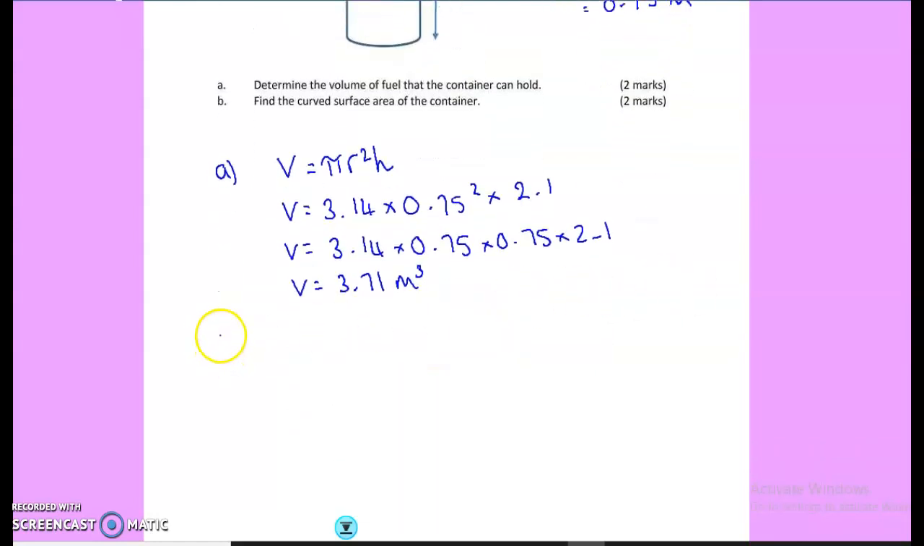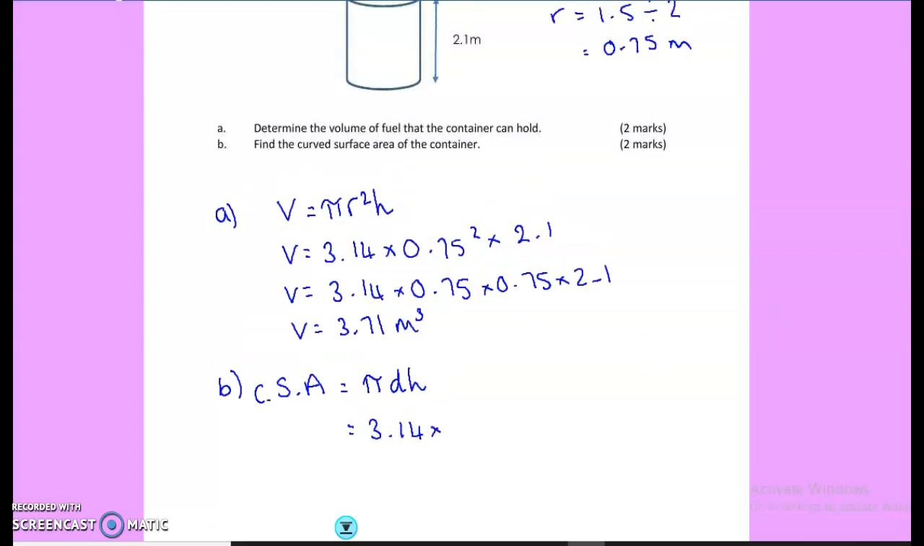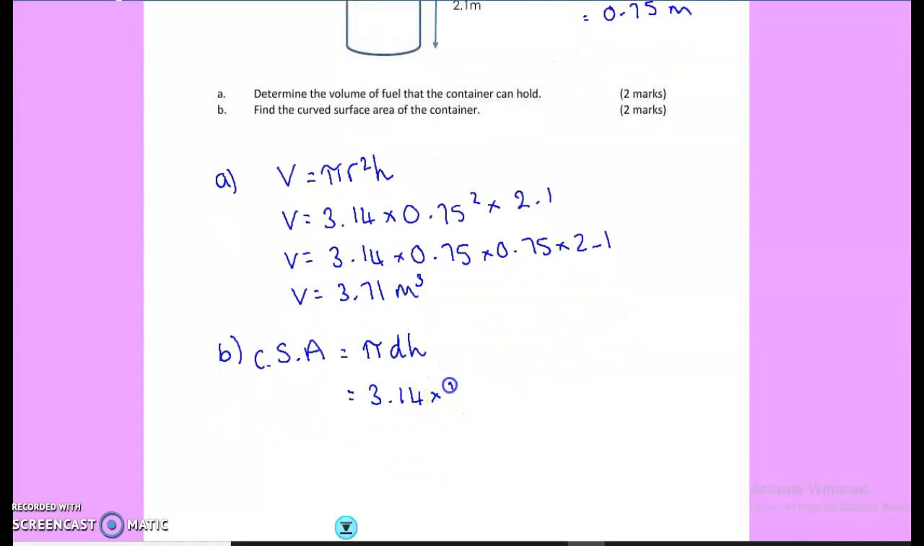Part B, surface area. Surface area of a cylinder, it's just the curved surface area, is pi times the diameter times the height. You're not given that formula, it's one you need to know. Pi is 3.14. The diameter is 1.5. And the height is 2.1. That comes out at 9.89 metres squared.